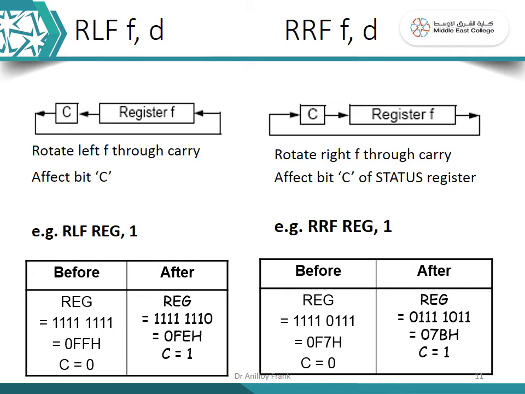The RLF instruction and RRF instruction. The rotate left instruction rotates each bit to the left through the carry, and the carry is copied into the first bit, the least significant bit. The RRF instruction rotates each bit to the right, and the value of the carry flag is copied to the most significant bit. These instructions affect the carry flag.